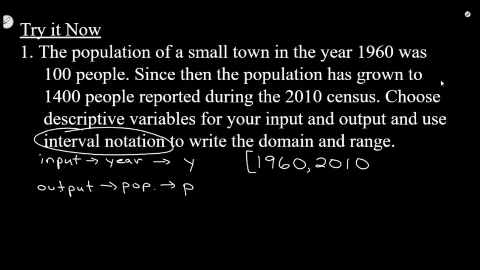Okay. What about the year 2010? Should that be included? Yeah, because they said in 2010, the population was 1,400. So that's our interval for the domain, the inputs. Now let's go to the outputs, the population. And again, we want to talk about the ends. What is the smallest value we have for the output that we know of? 100. Okay. And then what is the biggest value that we know of for the output? 1,400.